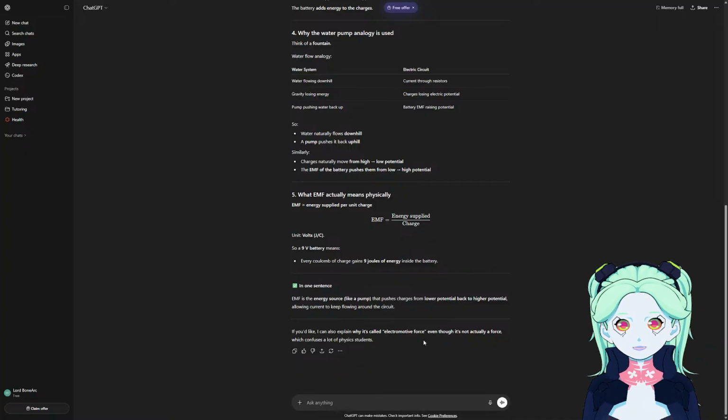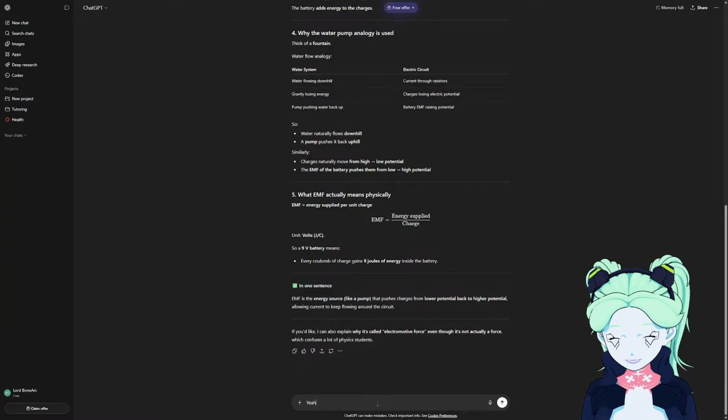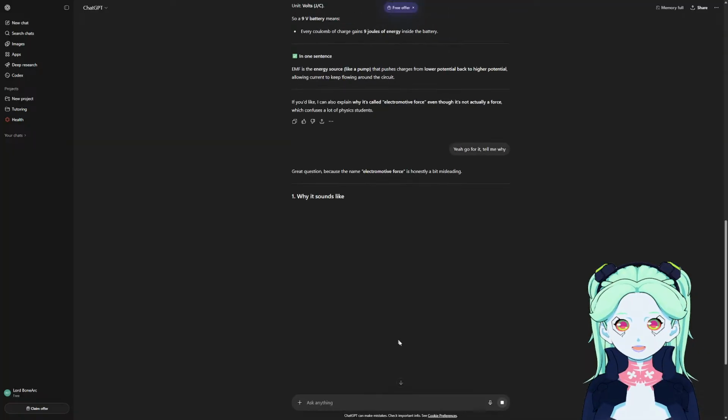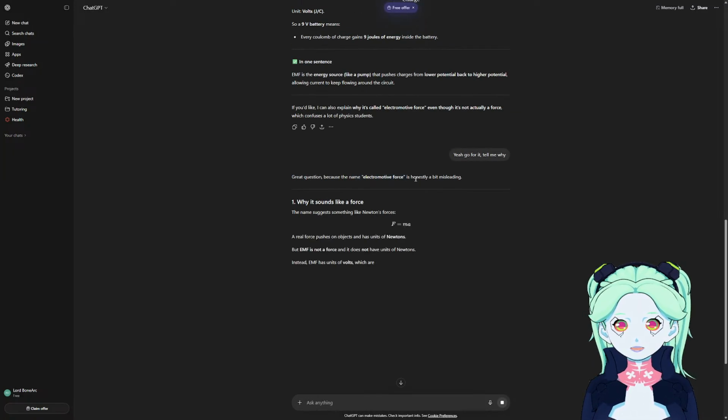If you'd like, I can also explain why it's called electromotive force, even though it's not actually a force, which confuses a lot of physics students. Yeah, go for it. Tell me why. Great question, because the name electromotive force is honestly a bit misleading.